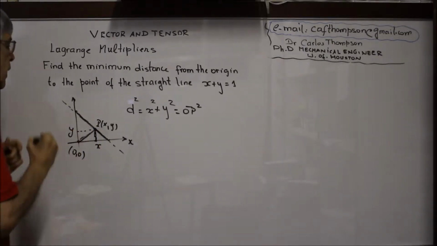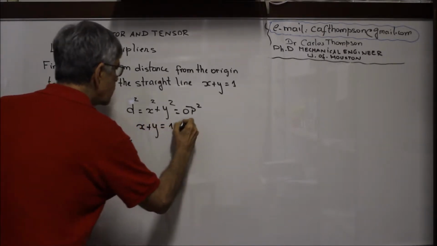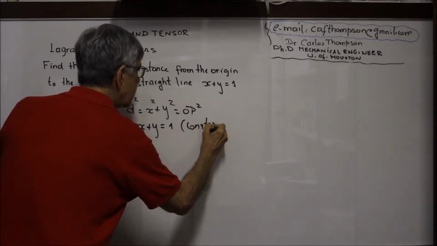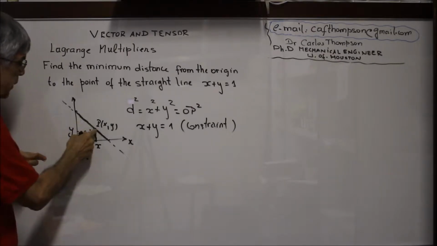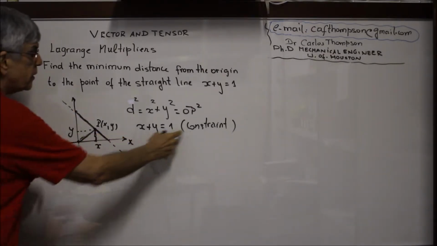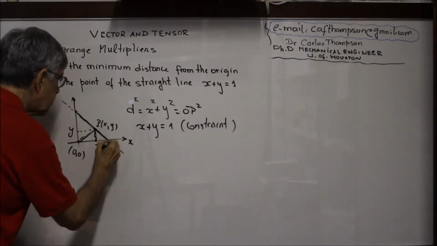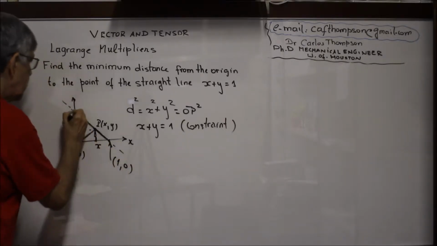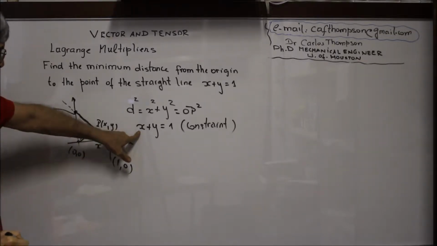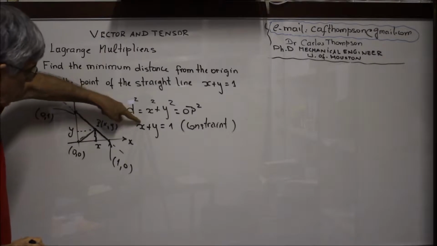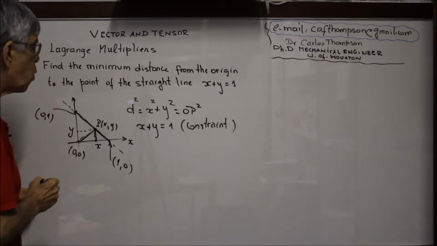Now, there is a constraint: x plus y is 1. This is the constraint, because it is imposed that the point must lie on this straight line. Here is the point (1, 0), and this one is the point (0, 1). So 0 plus 1 is 1, 1 plus 0 is 1. This is the straight line x plus y equals 1.